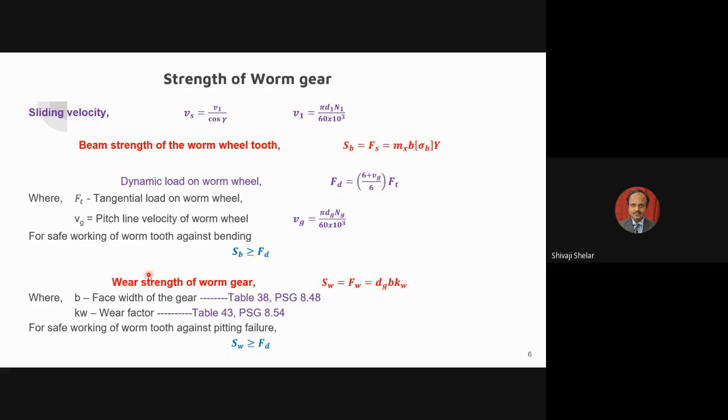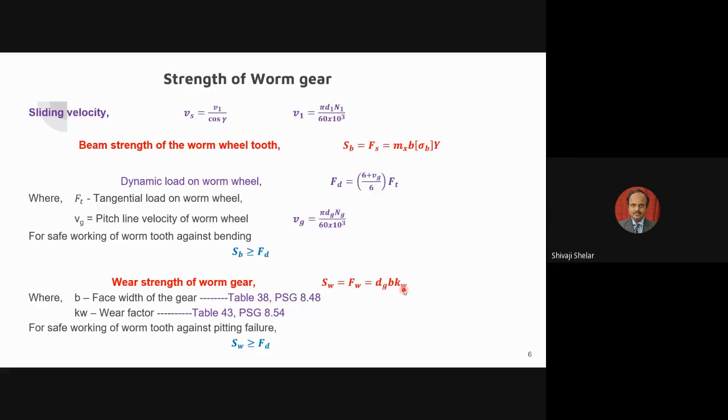Similarly, you can check the wear strength of the gear. For the wear strength of the gear, there is a small formula. It is a different formula; don't use the spur gear formula. It is Dg B into Kw. Dg is the diameter of your worm wheel. B is the face width of the worm wheel, a table value. Kw is the load concentration factor.